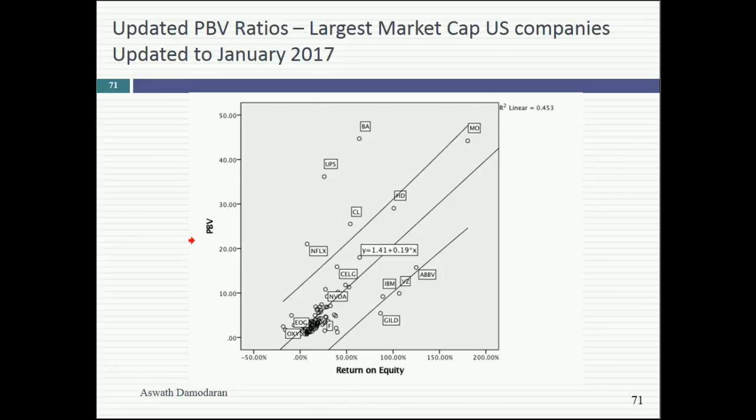So Philip Morris has a really high price to book, but it's not overpriced because given its return on equity, that's what you'd expect. So let's look for the mismatches. What's BA? See, that looks like Bank of America. Bank of America is BAC. BA is Boeing. There's UPS, Clorox, Netflix.